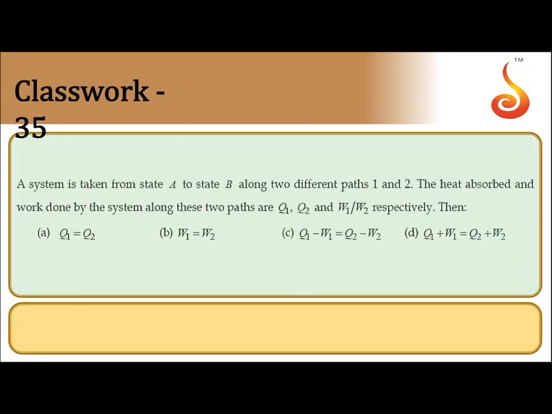Let's move on to next one. A system is taken from state A to state B along two different paths 1 and 2. The heat absorbed and work done by the system along these two paths are Q1, Q2 and W1, W2 respectively. Then Q1 is equal to Q2, W1 is equal to W2, Q1 minus W1 is equal to Q2 minus W2, Q1 plus W1 is equal to Q2 plus W2.